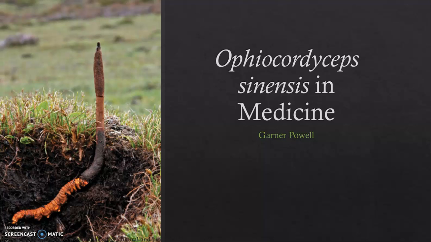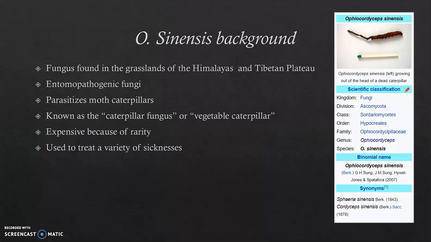So today I'm going to talk about the herbal medicine Ophiocordyceps sinensis. A little bit of background about this fungus is that it grows in the Himalayas and the Tibetan Plateau. It's entomopathogenic, which basically means it parasitizes insects, particularly moth caterpillars, which is why it's known as the caterpillar fungus, or a common misnomer is the vegetable caterpillar. And it's expensive because it's just rare to find in nature, and it's also being over-harvested.